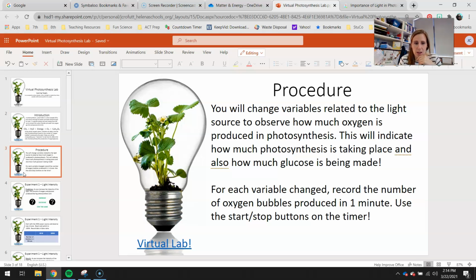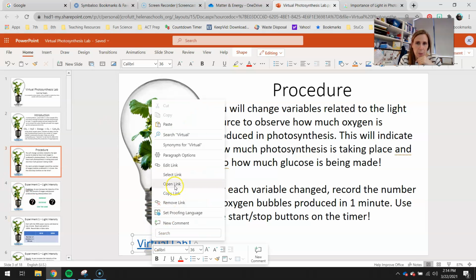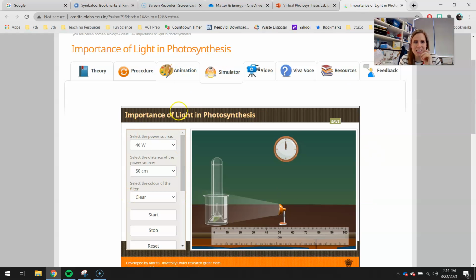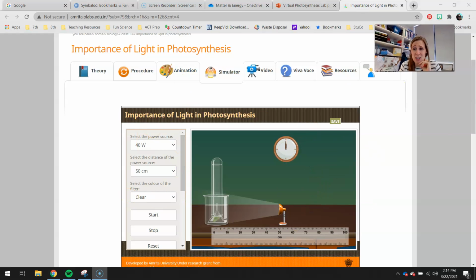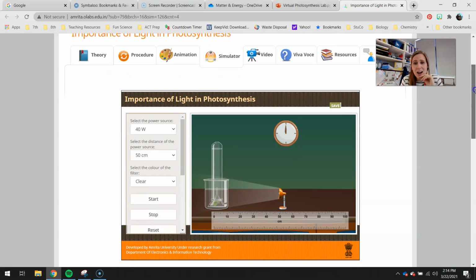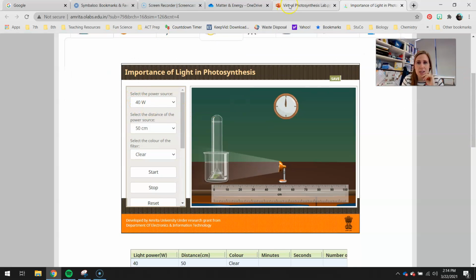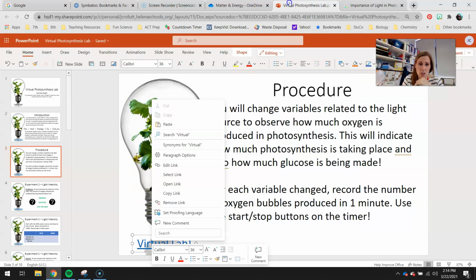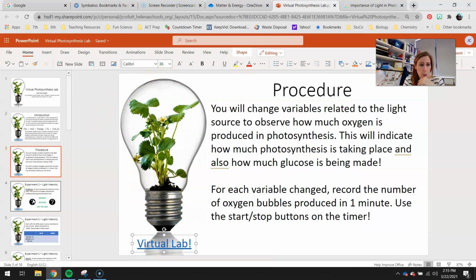Use the start-stop buttons on the timer. So right below our little light bulb here, you can right-click and open this link up, and you will see this little lab right here. It's nothing too fancy or crazy. And I'm just going to show you through the 3 parts of the experiment how to collect data and how to answer some of the questions. So let's take a look at experiment 1 together.